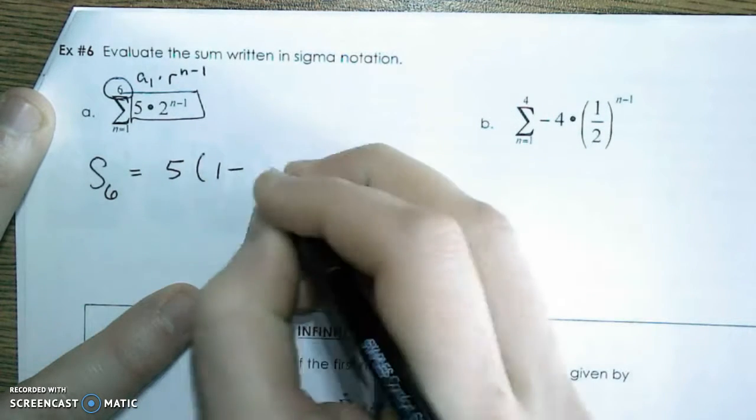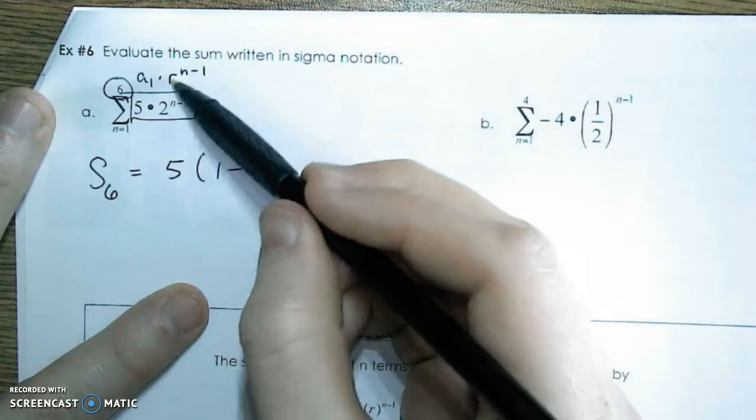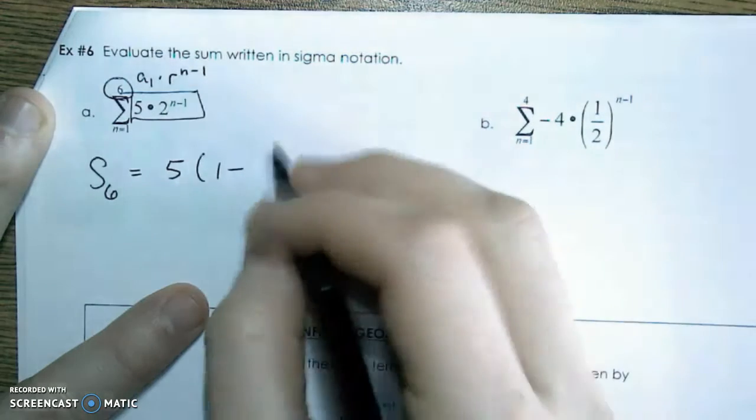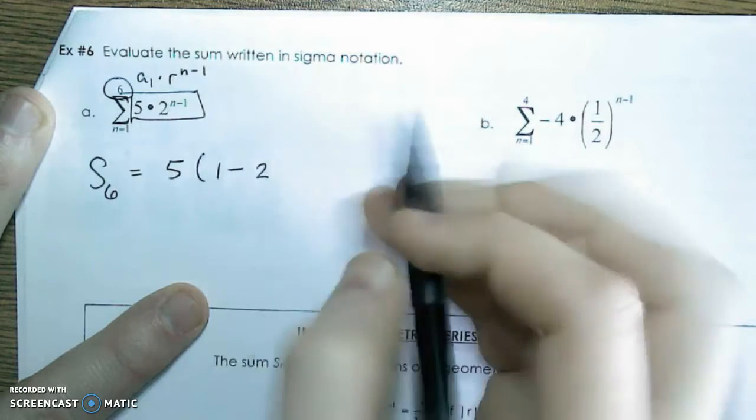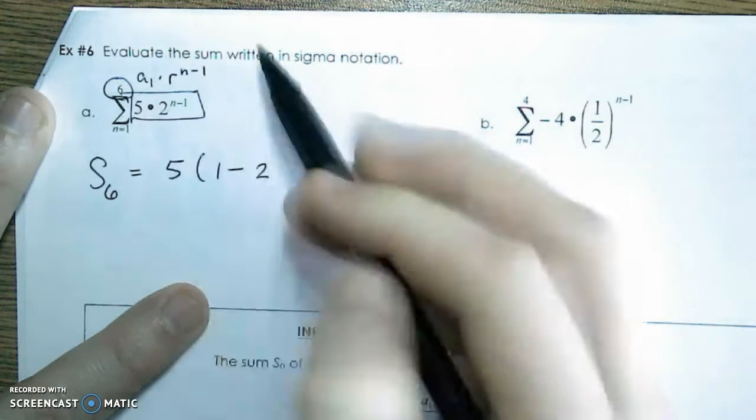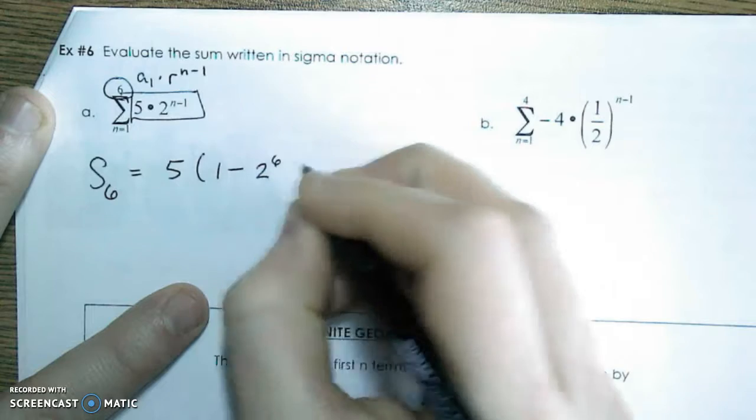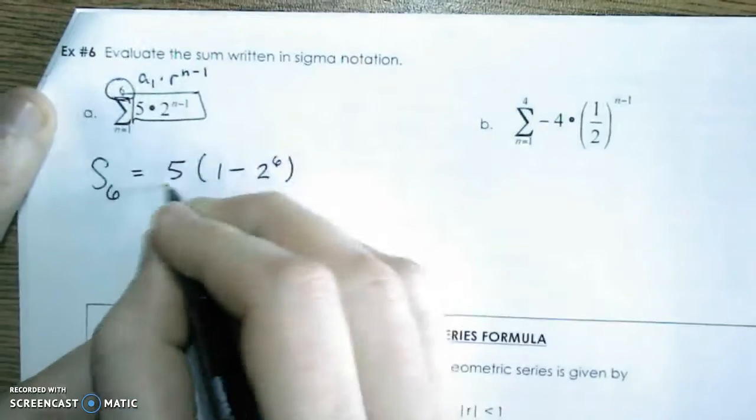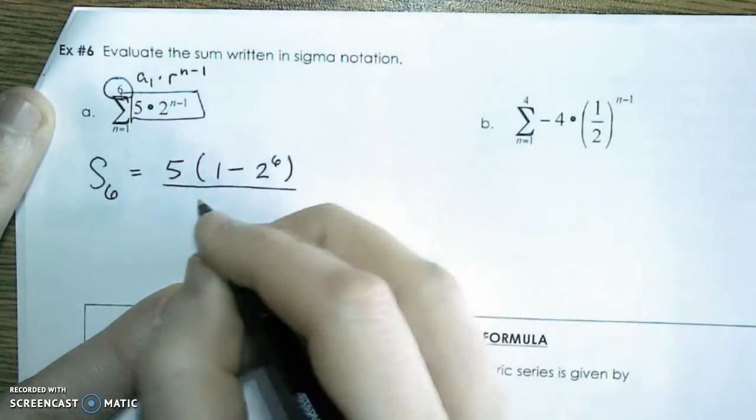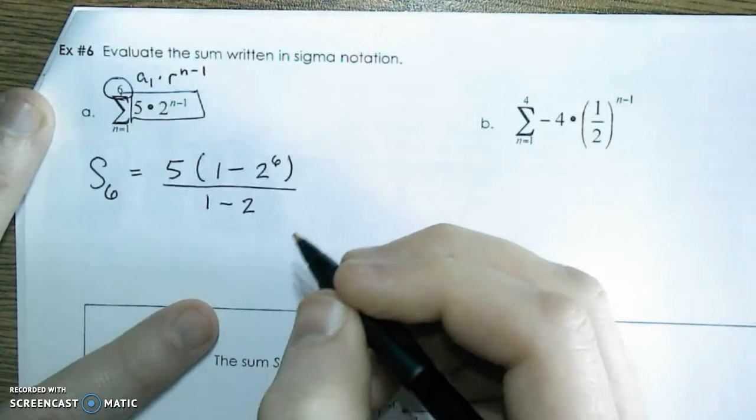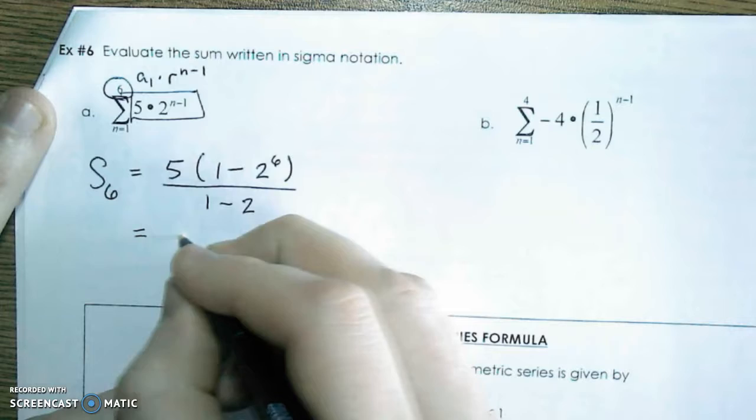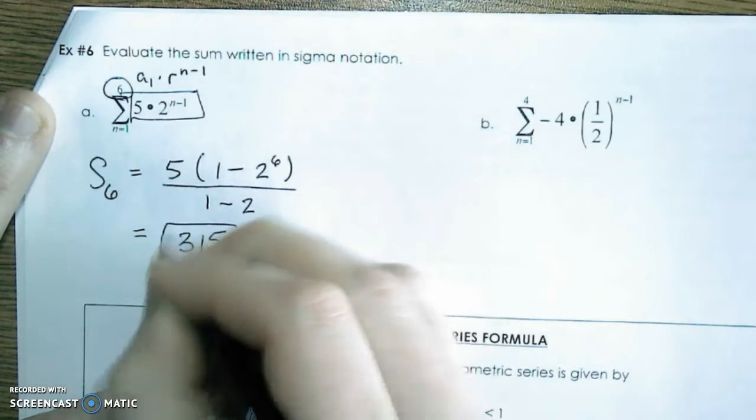1 minus r to the nth. Again, you can see the r is 2. And if you don't know, you could plug in numbers and see what they're going up by. So r to the nth, n is 6. It's always that number on top. And then we've got 1 minus r, which we already know is 2. And so if we solve all this, we should get 315.